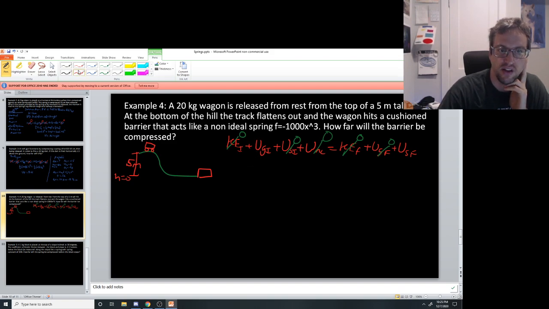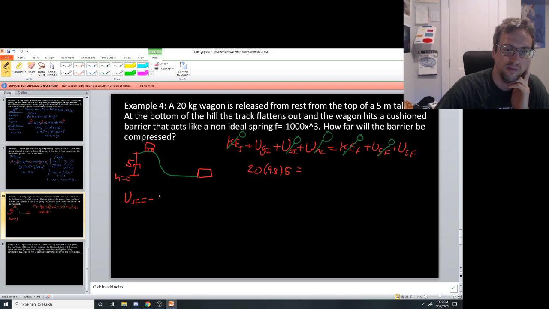So potential energy of gravity, this is 20 times 9.8 times 5. This is equal to the potential energy of a spring. But how do I get the potential energy of a spring? Potential energy of a spring, right, is equal to the negative integral, or negative work done by that spring, right, which is the integral of the force of the spring dx.